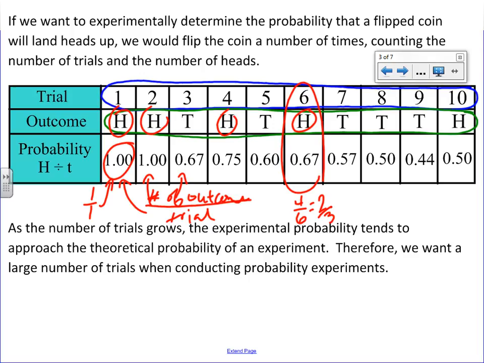As the number of trials grows, the experimental probability tends to approach the theoretical probability of an experiment. Therefore, we want a large number of trials when conducting probability experiments. Now, if I were in the room today and we had time, we would do an actual experimental probability experiment. And I would give everyone in here a penny, and I would tell each of you to flip that penny 10 times and record how many times you get heads out of 10.